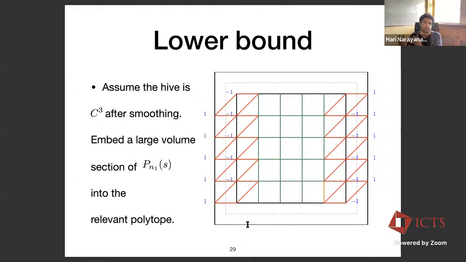This flexibility is not available to us in the closure, because you can have boundary points and then you may leave the set if you perturb. But this is not true in the interior. So you can actually smooth these hives in the interior when you want to prove the lower bound. And this is what we do. We smooth by convolution. We get a C3 function, and we use what I said about C3 functions to embed a large volume of polytope into the relevant section and get a lower bound.